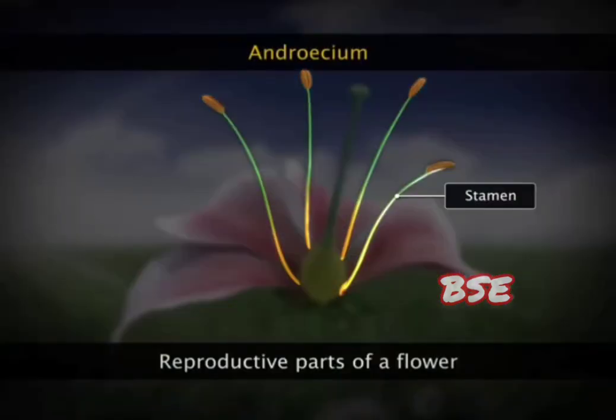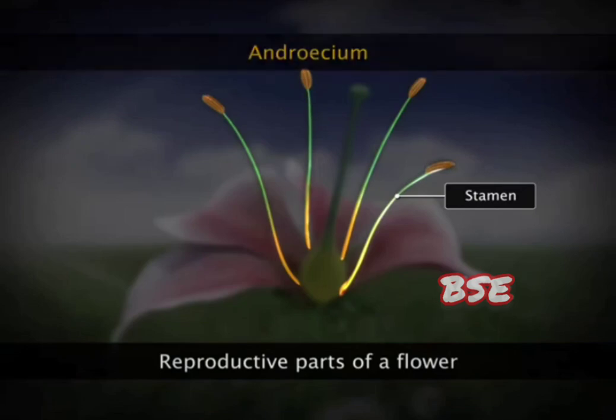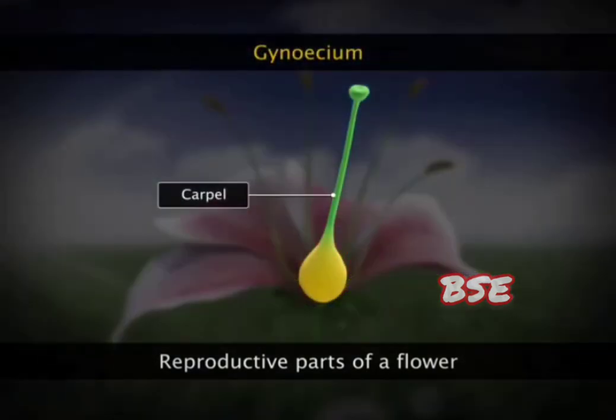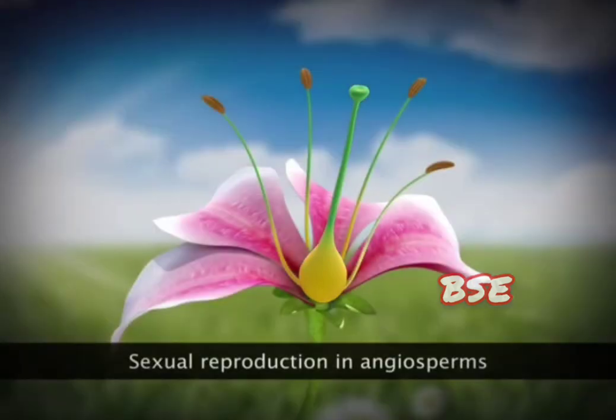The androecium, consisting of the stamens, is the male reproductive structure in the flower, and the gynoecium, consisting of the carpels, is the female reproductive part. Let's understand in brief the process of sexual reproduction in the most diverse group of land plants, the angiosperms.